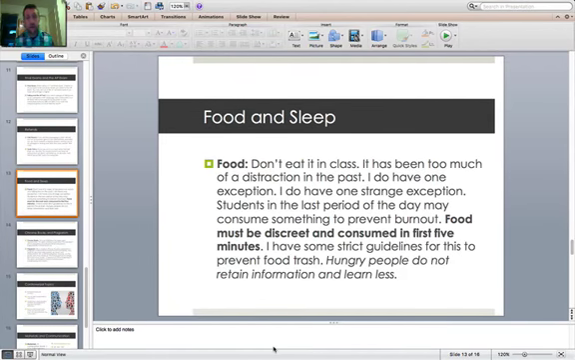You learn more when you're fed, when a student is eating. I don't allow food in class, but at the end of the day, if a student eats something at the beginning of class, I actually encourage that, because you don't retain information when you're hungry.